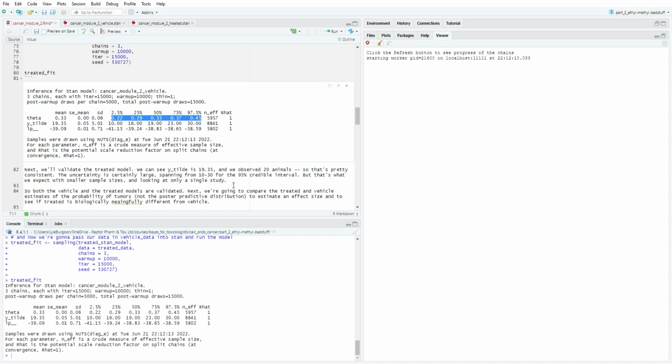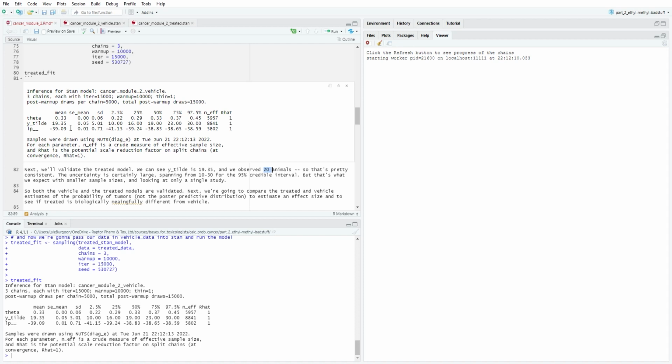Okay, so just looking at it, you'd say, yeah, more than likely this treated group is very different from the vehicle, even with uncertainty. But before we get into that, we first need to validate the treated model. So we can see our y tilde has a mean of 19.35. We actually observed in the study 20 animals. That's pretty close. I'd say the model's pretty well giving us what we'd expect.